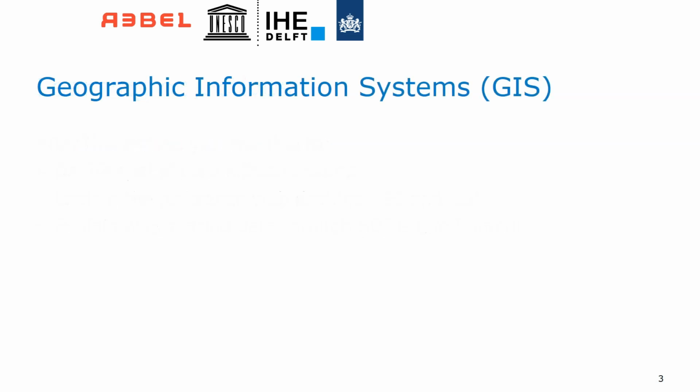Let's first have a look at GIS as you probably know it. GIS stands for Geographic Information Systems. It's a combination of hardware, software and data. The core of it is spatial data, which can be points, lines, polygons or raster data or any other data format that is existing.